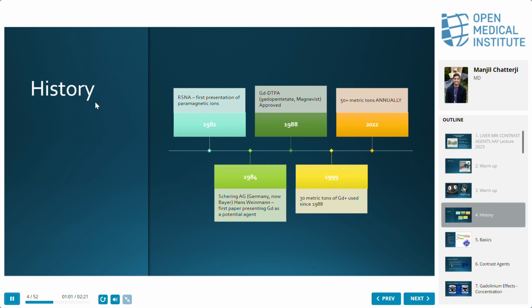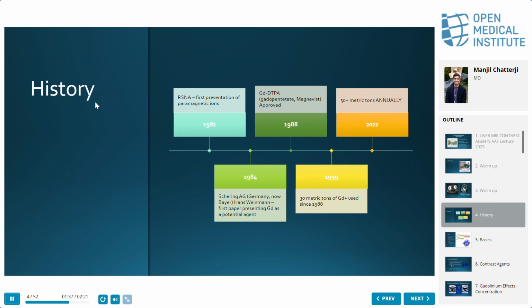So, contrast is relatively recent, right? In 1982, at RSNA actually, was the first presentation ever of contrast, not that long ago. A lot of you were born after 1982. I was not. So it does feel really fresh to me, even thinking about this being a newer agent than me. In 1984, Schering, now Bayer, presented the first paper on gadolinium being used as a contrast agent in imaging. In 1988, DTPA, or Magnevist, was approved as the very first contrast agent.